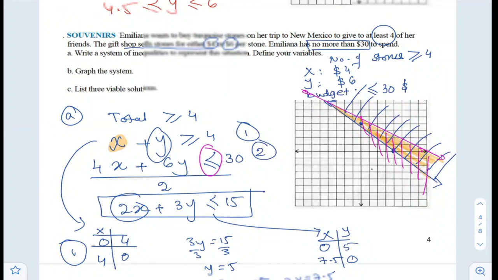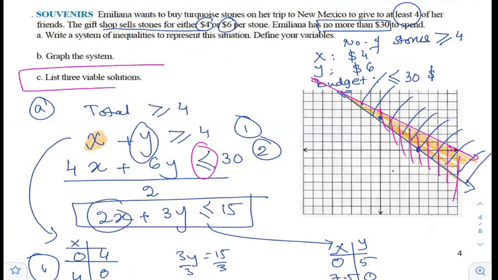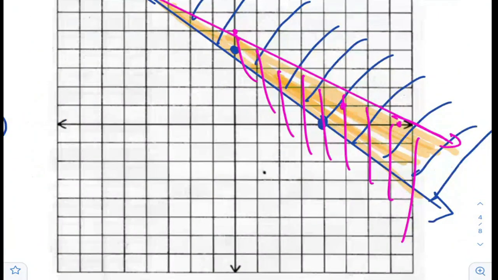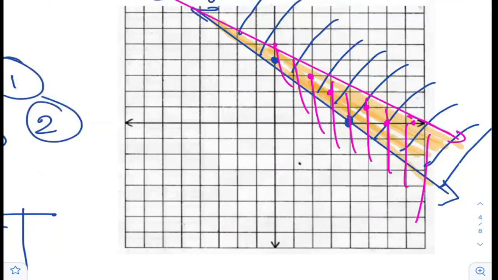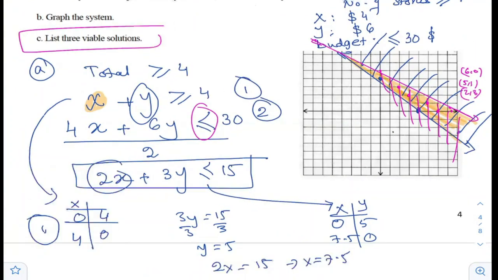And since this is the solution area, we can answer the last part. Let's list 3 viable solutions. We can choose this. We can choose this. We can choose any point on the border. All these points, you can pick the coordinates and tell me that these are parts of the solution. For example, here 1, 2, 3, 4, 5, 6. So 6, 0 is a good solution. We have here 5, 1 is a good solution. We have here 2, 3 is a good solution, and many more. We have many solutions.